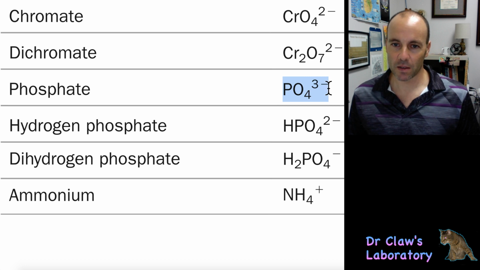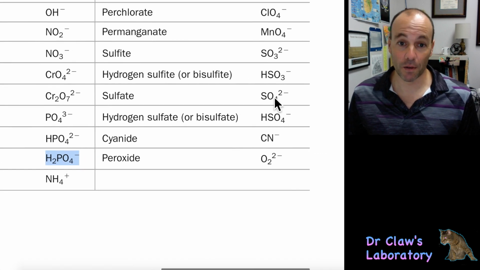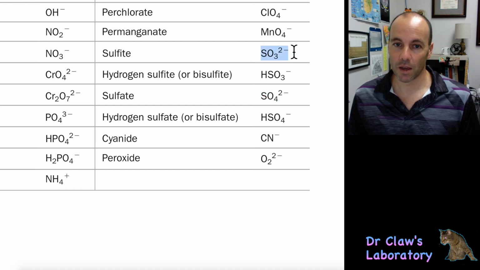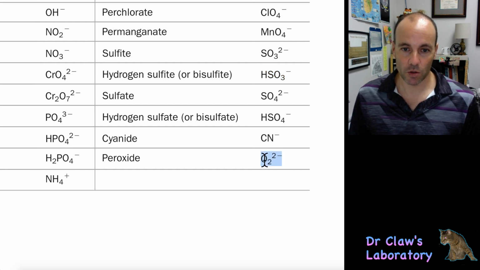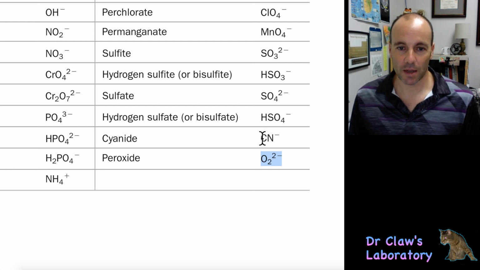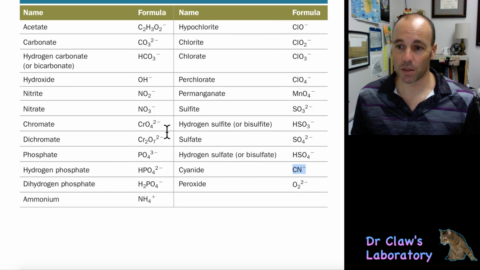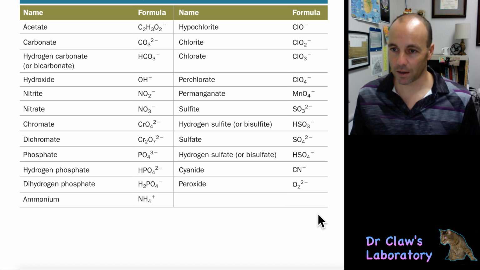So here's phosphate, hydrogen phosphate, and dihydrogen phosphate. A couple of other important ones right here. Sulfate is commonly seen. This is sulfite. Bisulfite or hydrogen sulfite. Peroxide is also an interesting one. You've got 2 oxygen atoms with a total of -2. Cyanide. So you should learn the common polyatomic ions, and some of these we'll see quite often. Now, when you are dealing with a polyatomic ion in your ionic compound, the name of the ion is simply whatever name you see here.